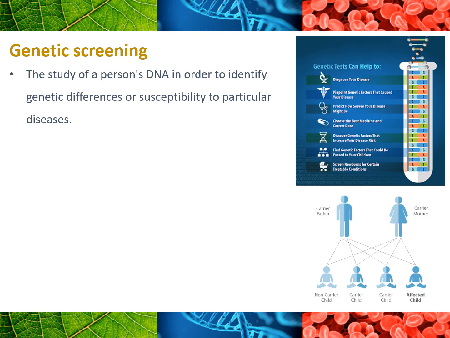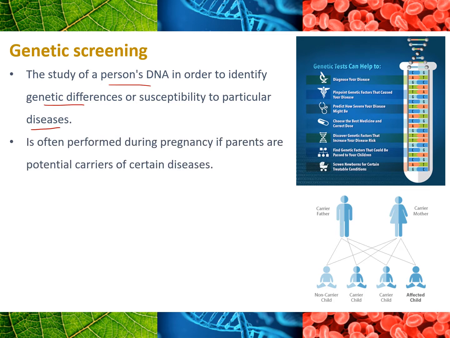All right, genetic screening is basically using DNA to study whether a person has genetic differences, or maybe they're more susceptible or prone to particular diseases. You don't need to know too much about how genetic screening occurs, but just that it involves actually looking at a person's genetic sequence. This is most commonly performed during pregnancy, particularly if parents are the potential carriers of certain diseases. So you would have looked at this in year 11. Parents can be carriers, particularly of recessive alleles.